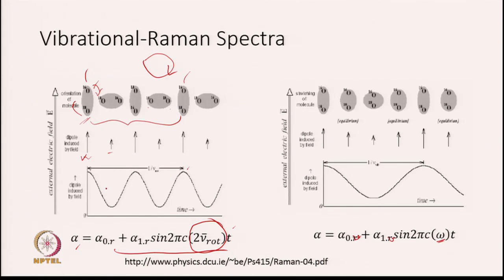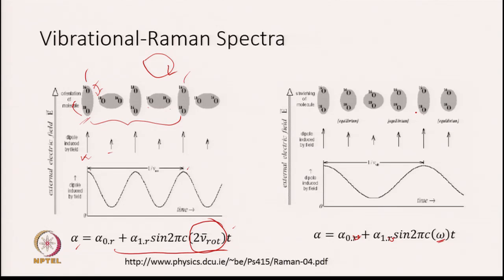And what that means is it is completing two cycles. So during the 360 degree rotation, two cycles get completed, and that is why your wave number is written like 2 into nu bar rotation. Whereas during the vibration, now look at the vibration, what is happening?